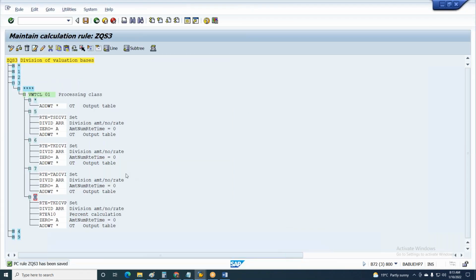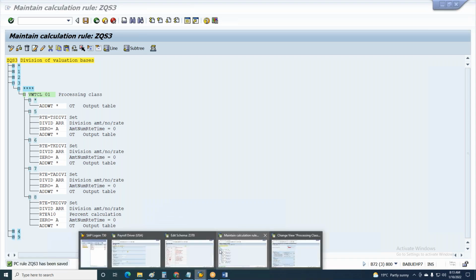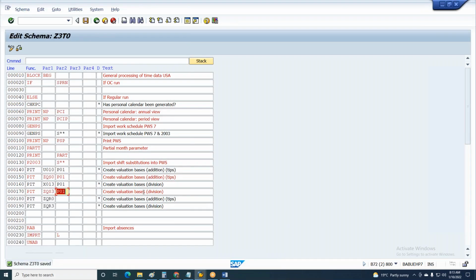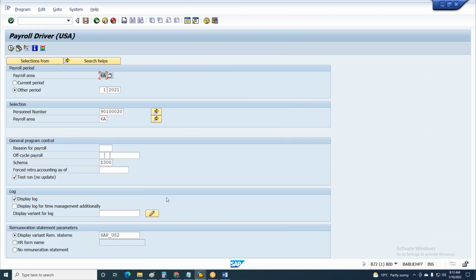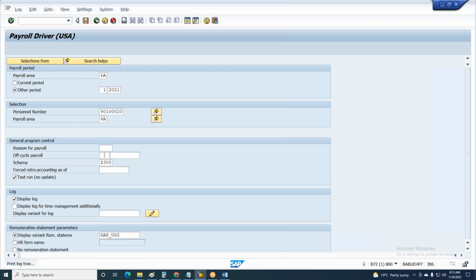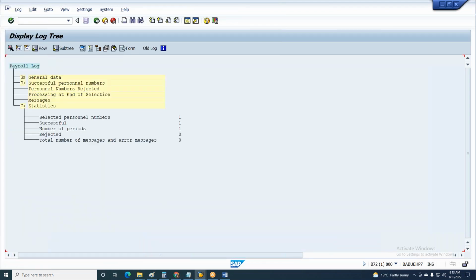So the above waste types are maintained with 1, 2, 3. Those waste types go to the output table from here, but technical waste types are processed through this. So this is a standard template for the calculation of the rates. So processing class 01 is for what? Calculation of rates.